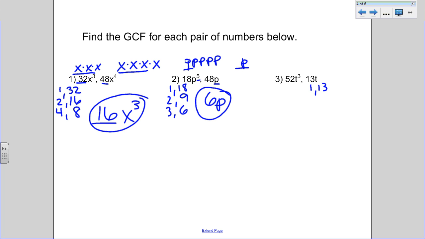Does 13 divide into 52, ladies and gentlemen? How many times does 13 go into 52? 4 times. So that means 13 is the greatest common factor. Now I need to look at my t's. I've got 3 t's here.